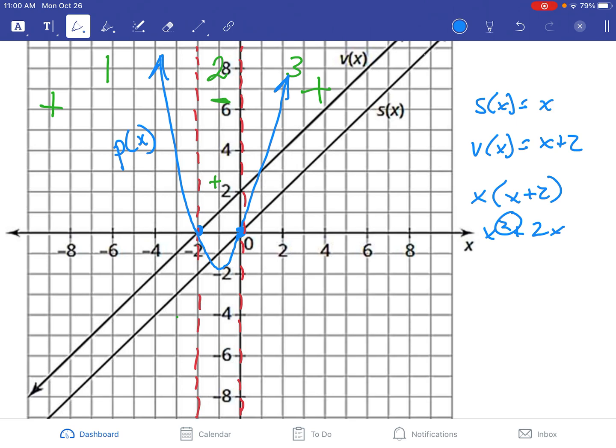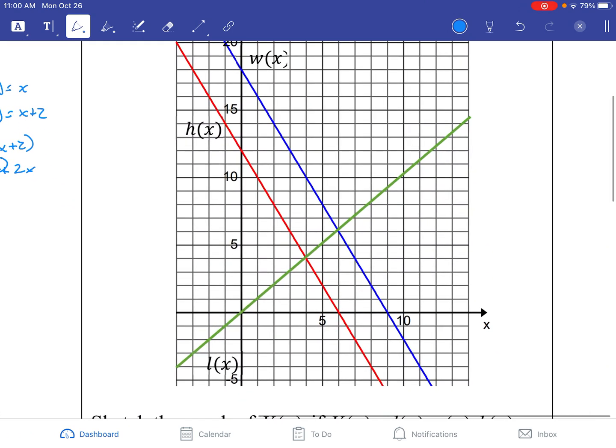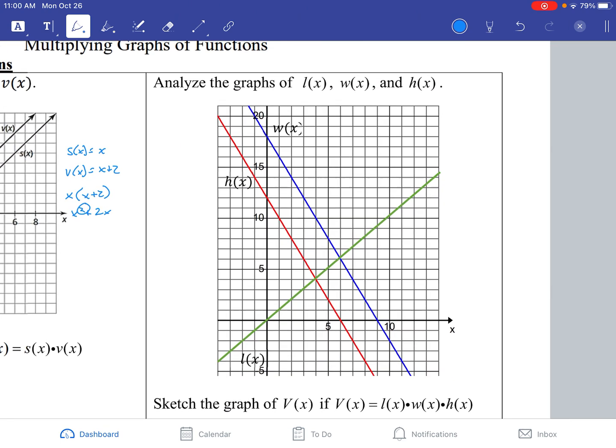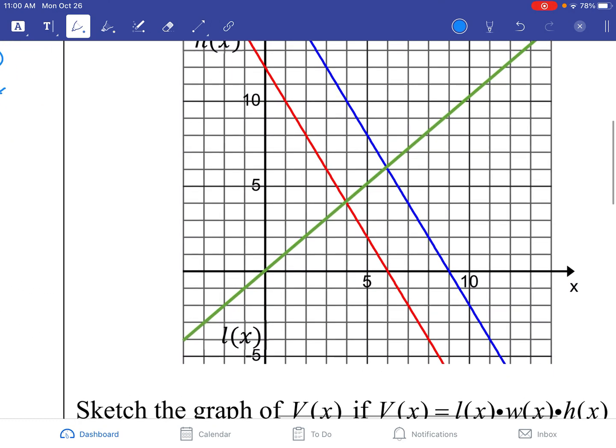All right? Let's look at this again in maybe a more complicated version, because now we have 3 lines. We're going to multiply l of x, w of x, and h of x all together, okay, to form a new sketch called v of x. All right. So again, we start off with our points, so that cross the x-axis there. This one crosses here. This one crosses here.